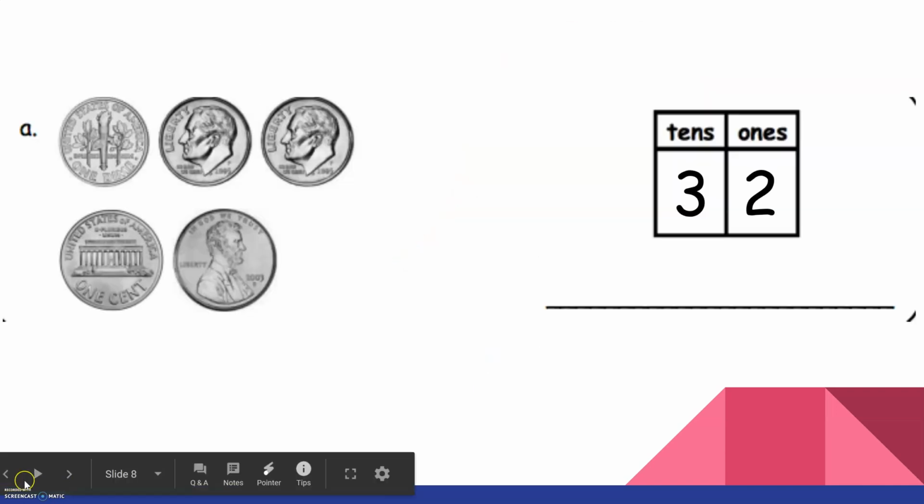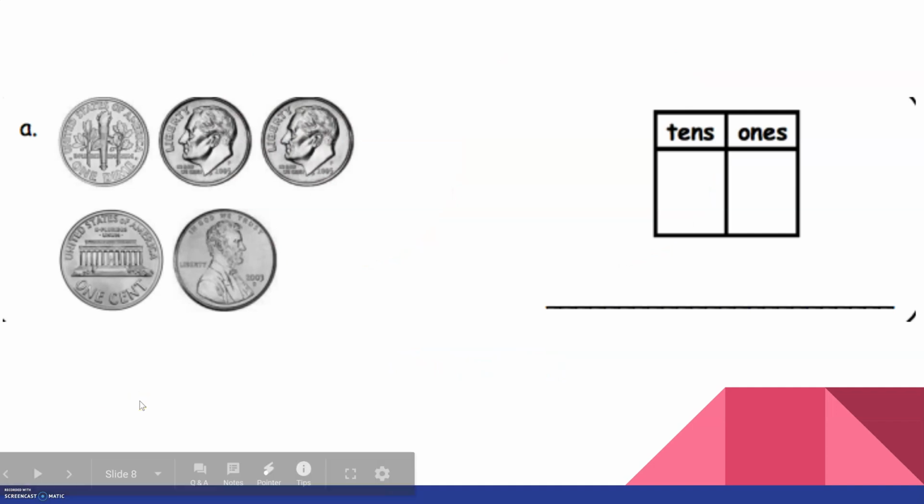Okay, so what we're going to do today is we're going to kind of review our tens and ones with dimes and pennies. So in this picture right here, and it's a little confusing with the colors, but in this picture, how many dimes do we have? And how much is a dime worth? A dime is worth 10 cents. So we count our dimes by tens. So this one would be 10, 20, 30.